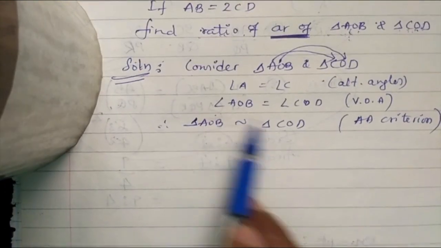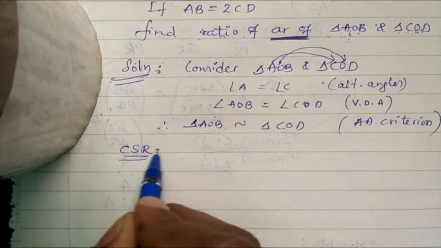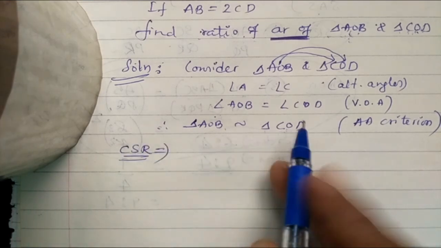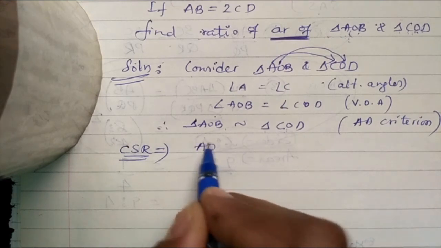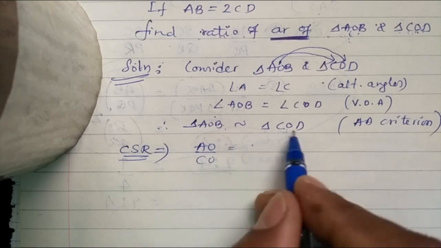Once these two triangles are similar, what should we do next? We write the corresponding sides ratio. That is the second level. Once the triangles are similar, go for the ratio. How to write the ratio? AO by CO. Next, OB by OD.